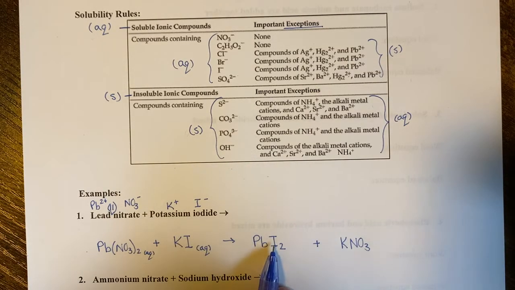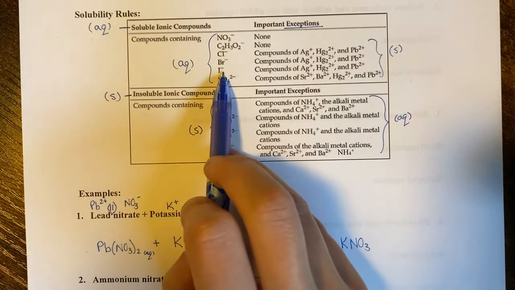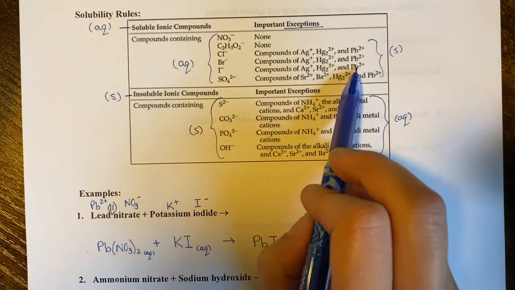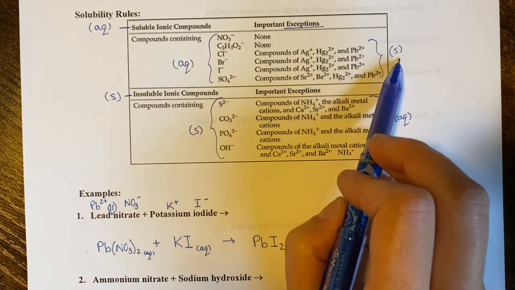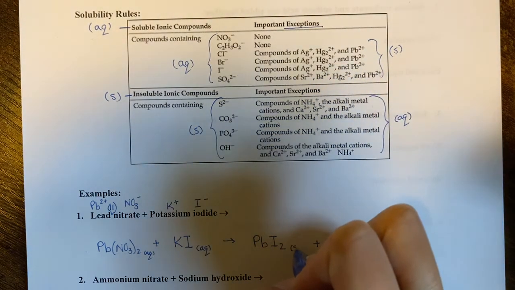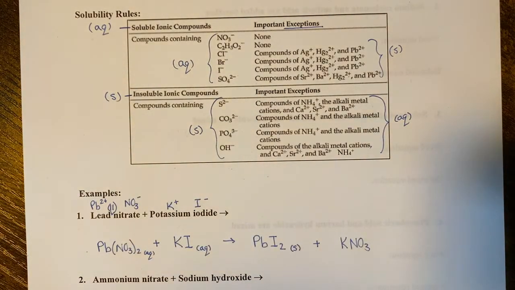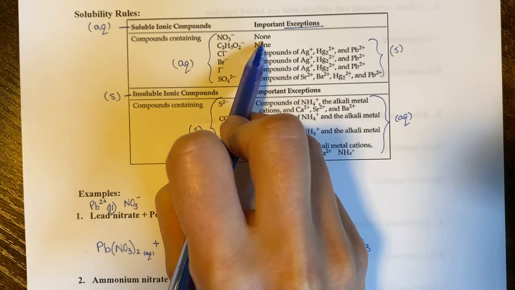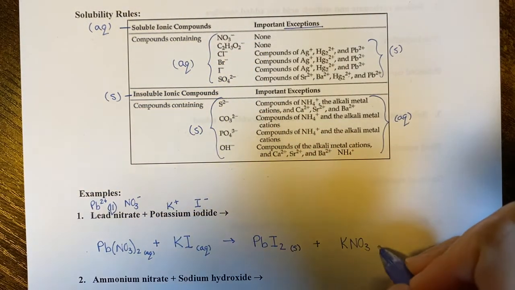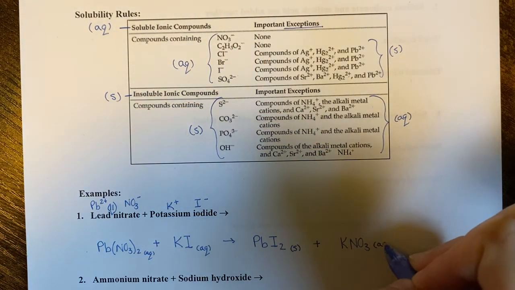We should determine our solubility. So lead iodide, so PbI2. I- is here. We look at the exceptions. Lead 2+ is one of the exceptions, which means it's going to be a solid. So this is going to form a precipitate. The KNO3, NO3 has no exceptions, so the KNO3 is going to be aqueous.